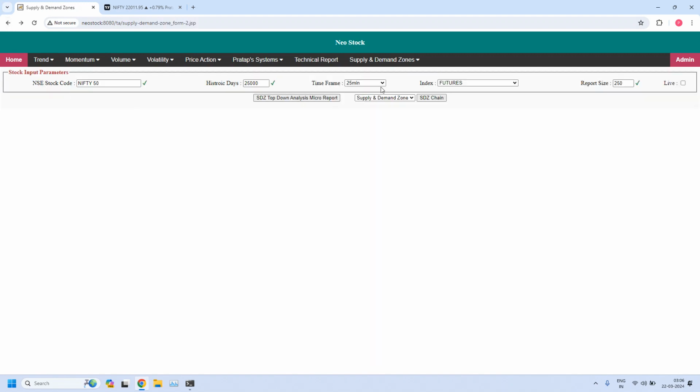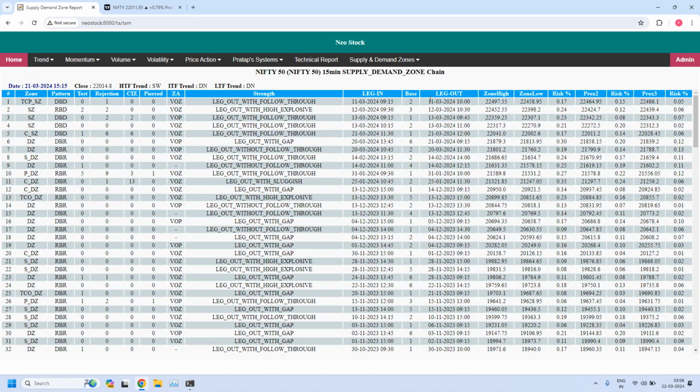So now I am moving to the 15 minutes time frame. So this is the 15 minutes supply demand zone chain. Are there any 15 minute zones created? 5th is the recent supply zone, 6th is the recent demand zone. Yeah, these two are created today only. 5th and 6th are created today. 5th, they created a high liquidity supply zone. And 6th is a normal demand zone.